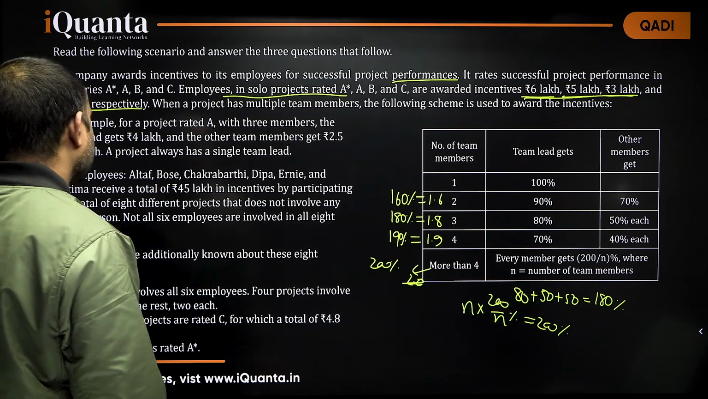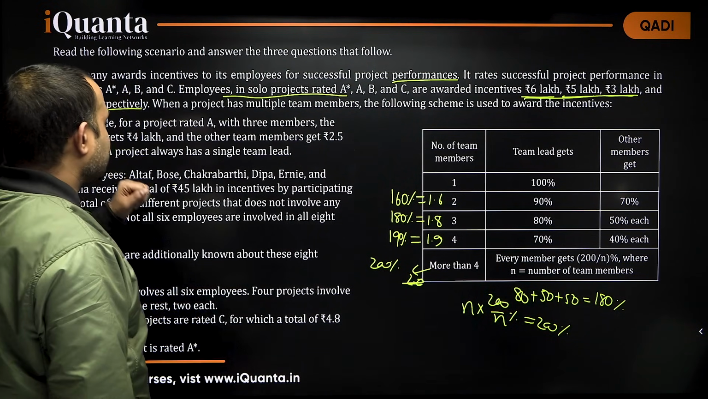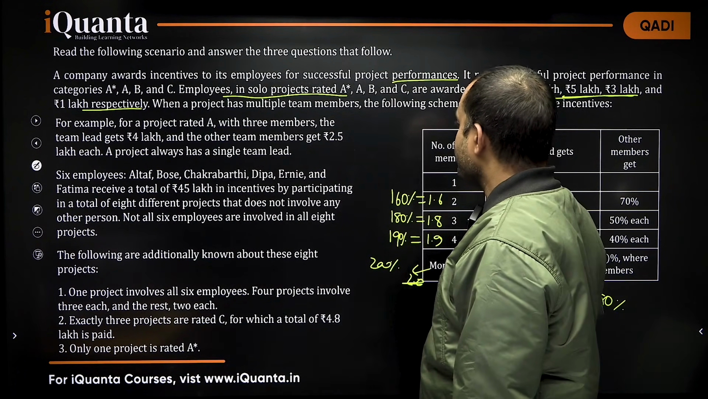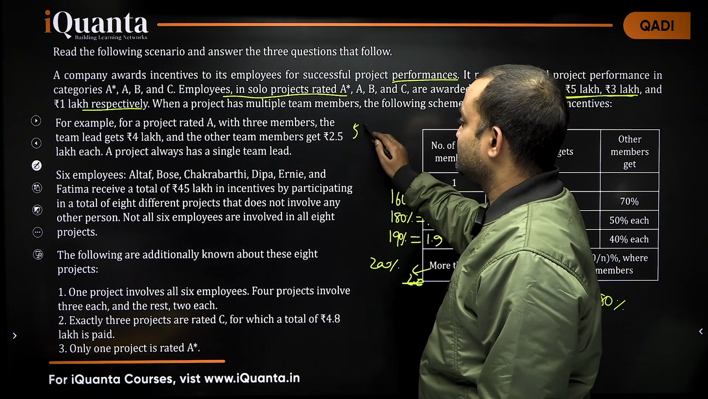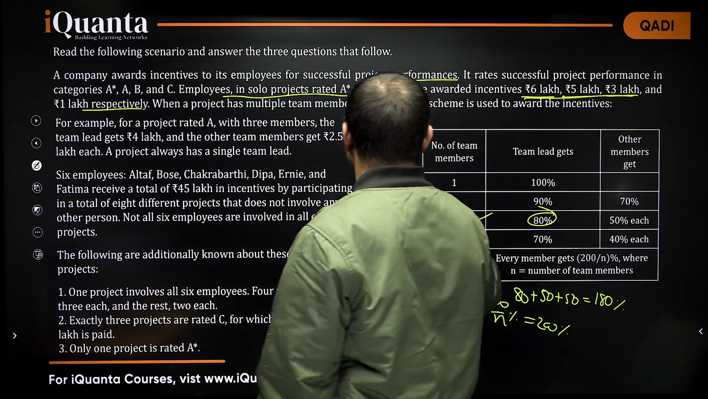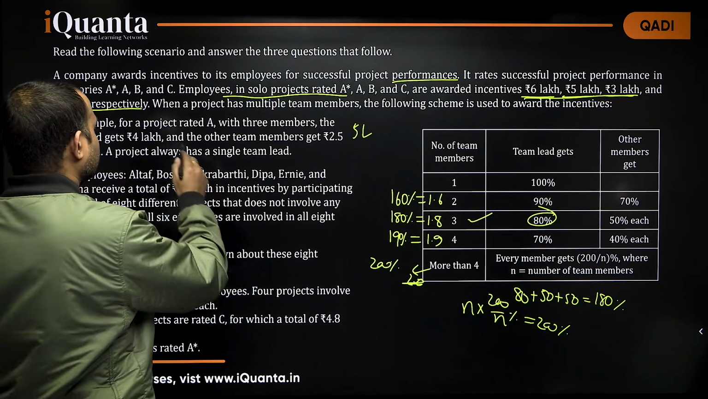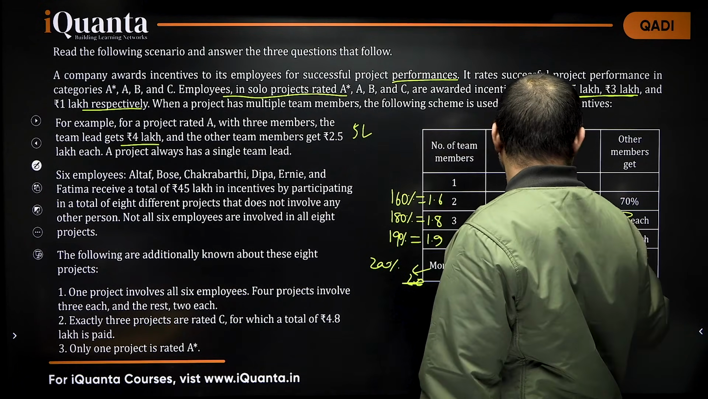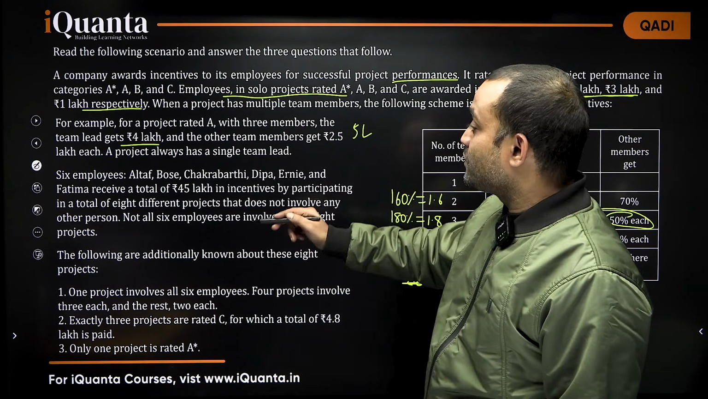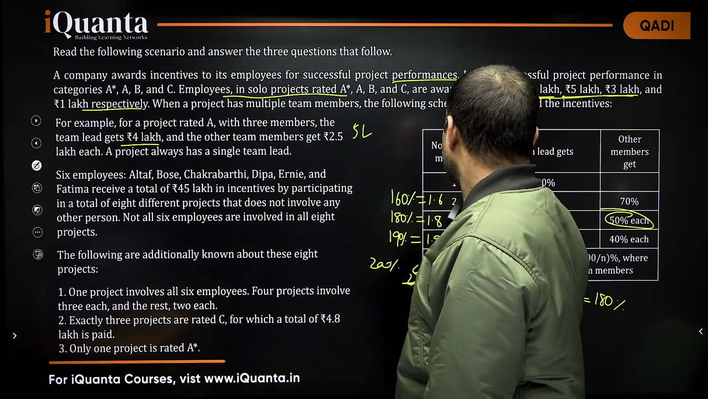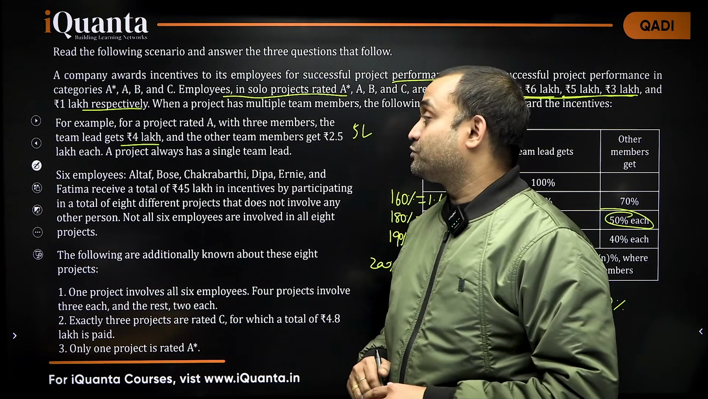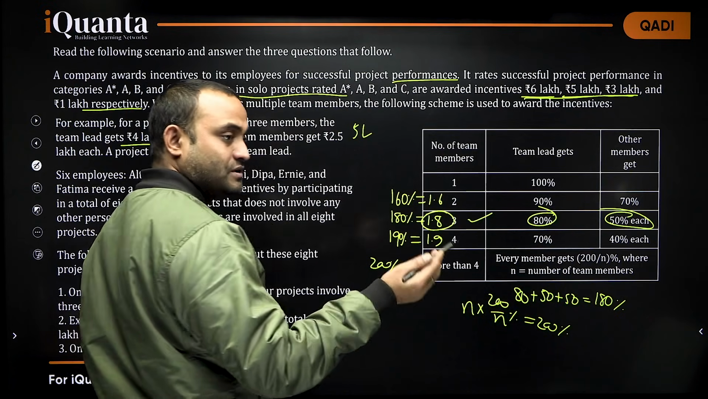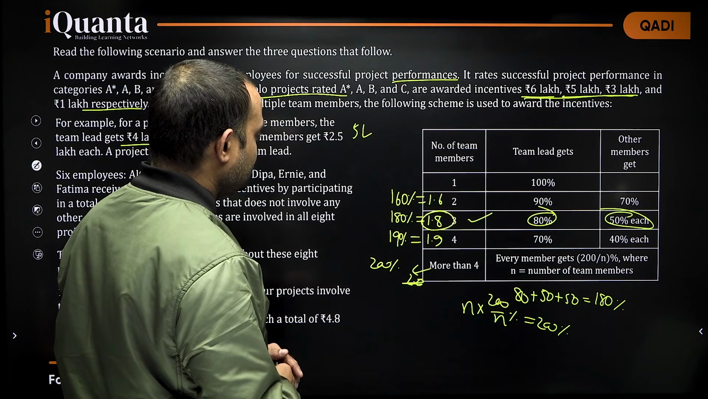All right. Now some information is given. An example is given as well for a project rated A with 3 team members. Rated A means 5 lakhs. The team leader gets 80%. 80% of 5 lakh is 4 lakhs, which is given here, and the other team members get 2.5 lakhs each, 50% of 5 lakhs. So 2.5, 2.5, right? Two members will get 2.5, that is 5 lakhs, plus 4 lakhs, 9 lakhs. 1.8 times of 5 lakhs is 9 lakhs. Okay, so it makes sense.